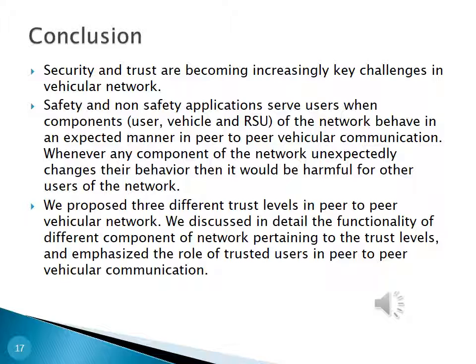Conclusion. Security and trust are becoming increasingly key challenges in vehicular network. Safety and non-safety applications serve users when components of the network, user, vehicle and RSU, behave in the expected manner in peer-to-peer vehicular communication. Whenever any component of the network unexpectedly changes its behavior, it would be harmful for other users of the network. We proposed three different trust levels in peer-to-peer vehicular network. We discussed in detail the functionality of different components of the network pertaining to the trust levels, and emphasized the role of trusted users in peer-to-peer vehicular communication.